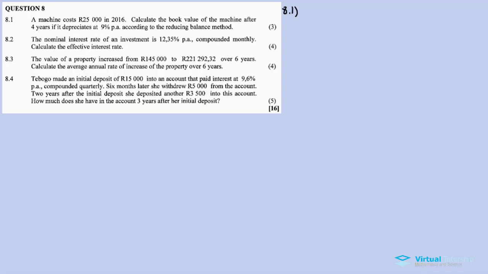8.1: depreciation. There are two ways of calculating depreciation. The first one is reducing balance, the other one is the straight line method. But here we will use the reducing balance, not the straight line, so it's the reducing balance method. Now let's keep our data.